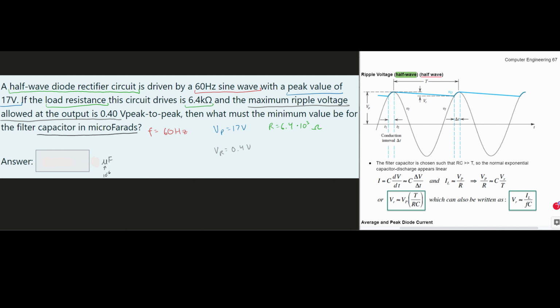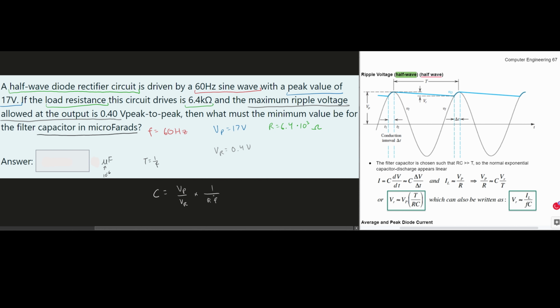All we're doing is plugging in these values. So we're going to rewrite this equation here, because we want to find C, and we're not given a T, we're given an F. Keep in mind though that T, the period, is just equal to 1 over the frequency. So rewriting this, we are going to have our C on this side equal to VP over VR. Then we're going to multiply this by 1 over our R times the frequency. And that's just the rewritten version of our equation.